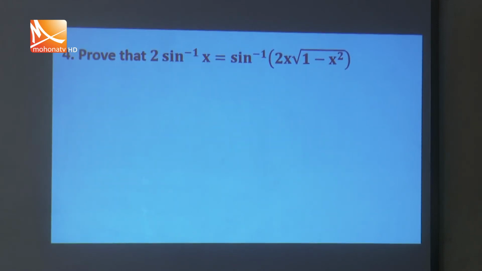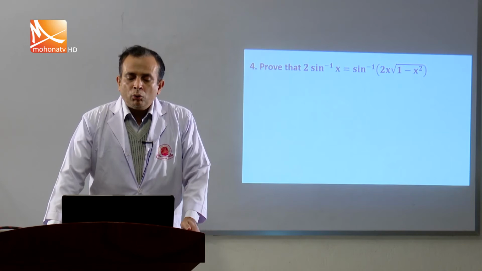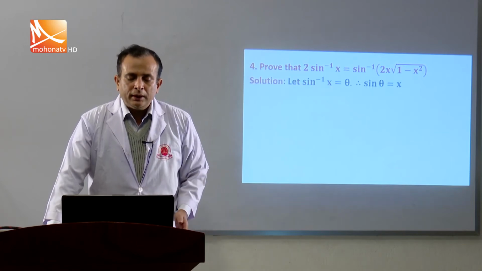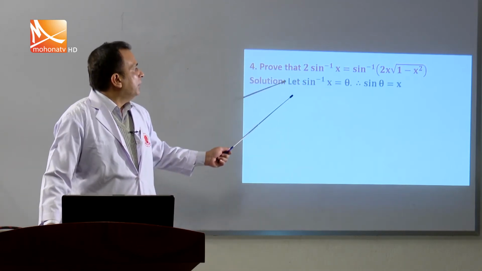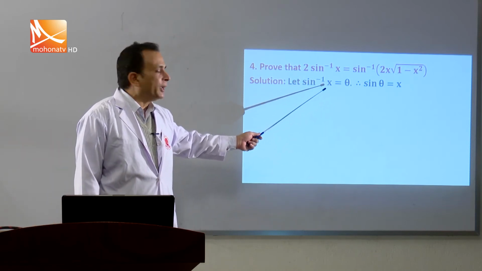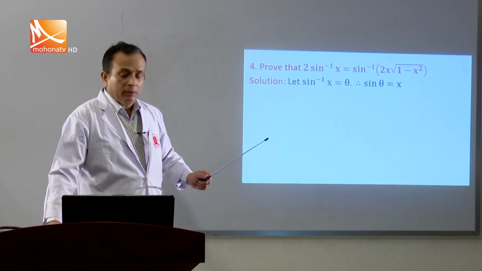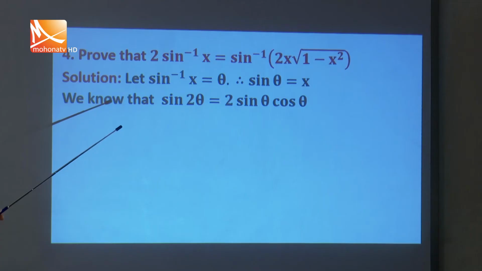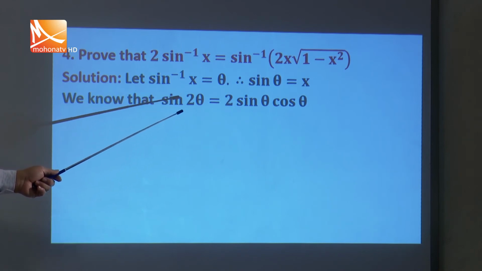Now we are going to prove that 2 sin inverse x equals sin inverse of 2x into root over 1 minus x square. You just see that let sin inverse x equal theta. So sin theta equals x. Okay. Then we know this formula from trigonometry, sin 2 theta equals 2 sin theta cos theta.